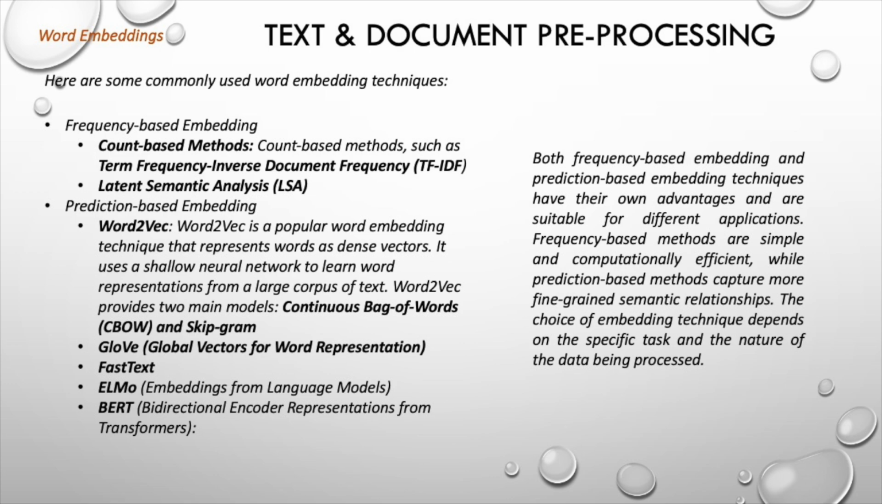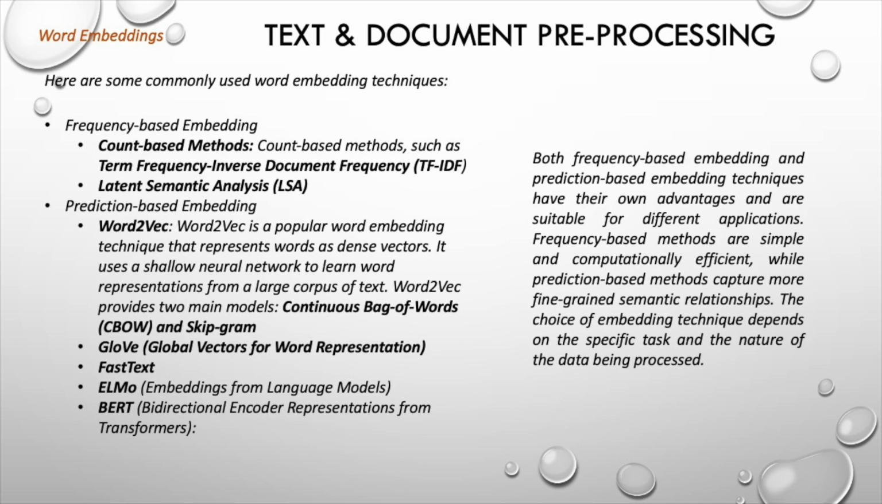ELMo. Embeddings from language models. ELMo is a contextual word embedding technique that takes into account the meaning of a word within the context of the sentence. It uses a deep bidirectional language model to generate word representations that are context-dependent. ELMo embeddings have been effective in various natural language processing tasks.